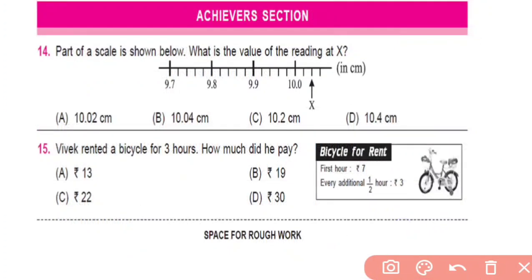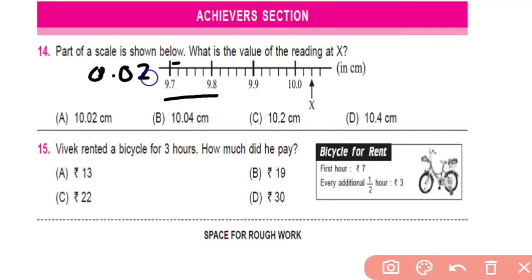Next section is achiever section. Question number 14. Part of a scale is shown below. What is the value of the reading at X? There are 5 lines between two numbers. Distance between these is 0.02.